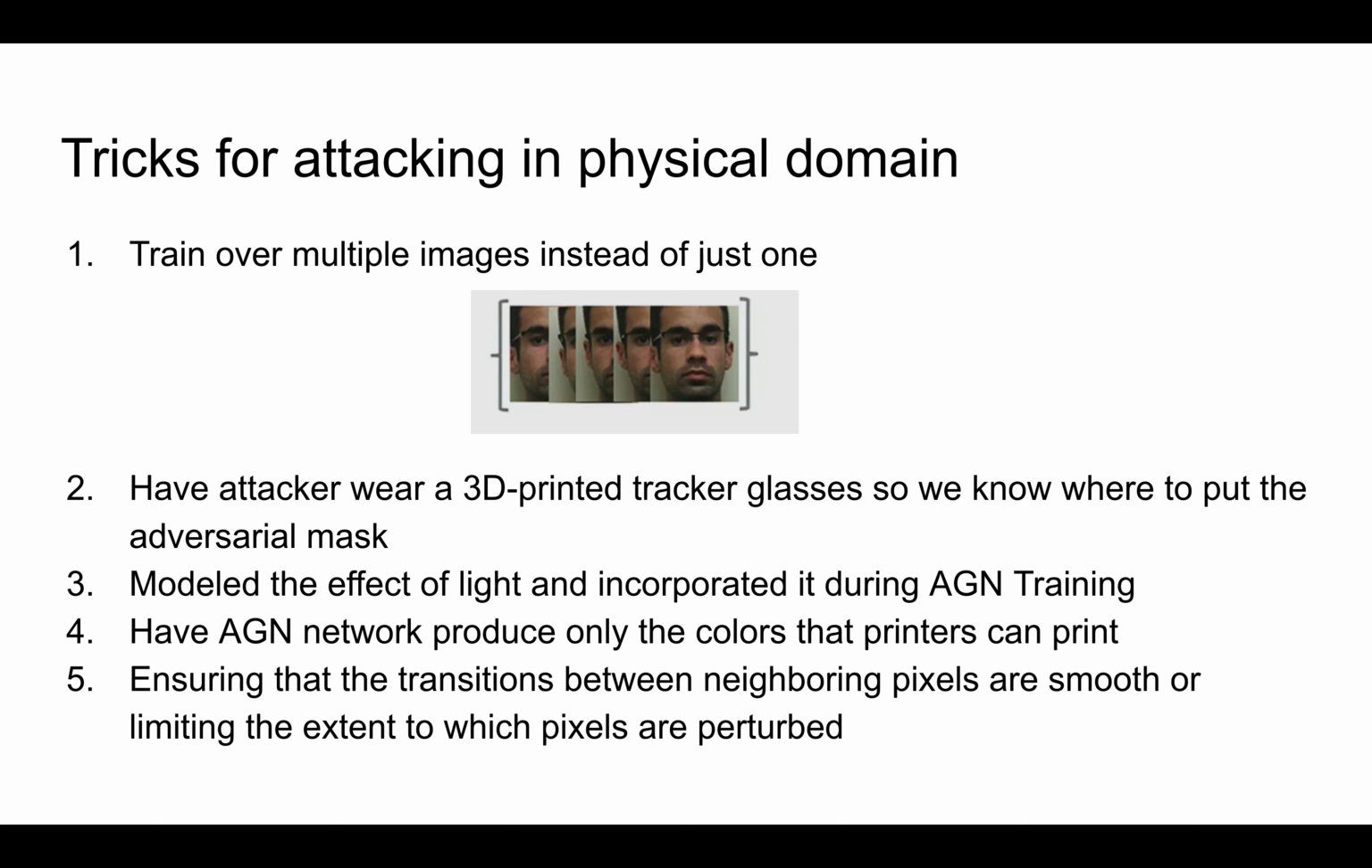The second is that they 3D printed a tracker glass that the attacker wears to take the photos, and the generator attaches the generated glasses exactly onto the tracker glass. So it produces the most accurate image of people really wearing the glasses during training. The third is that the author also models the effect of light and illumination. The fourth is that they have the AGN network produce only the colors that printers are able to print. And the fifth is that the author ensures the transition between neighboring pixels is smooth, so there won't be two totally different pixels right next to each other.